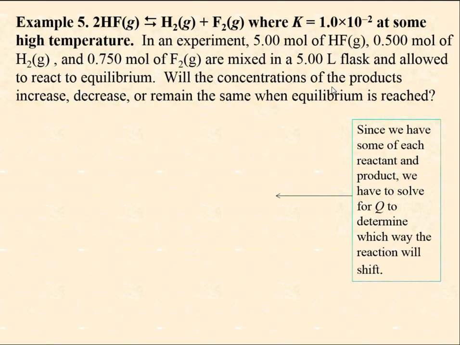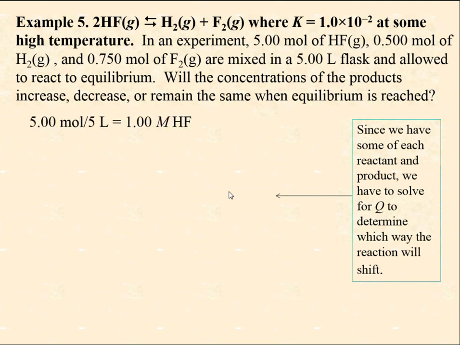Okay, so hopefully you can identify this type of question right now and say, oh, this is just a Q versus K argument, because we have values for all three. Whereas in the last couple questions, we have only had reactants, we're allowing it to come to equilibrium, and we're making a determination based on that. This time, we've got values for all three of our reactants and products, and it's just asking us if we're going to get products to increase, decrease, or stay the same when we get to equilibrium. So basically, the question is: is our Q for this set of reactants and products greater than, less than, or equal to K? And we know how to do that.